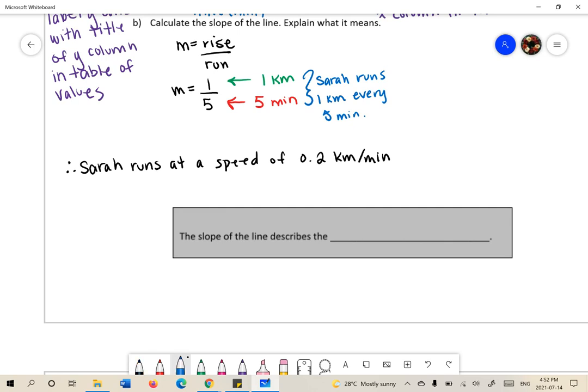So the slope actually describes the rate of change. Another way of displaying the slope information is in rate of change form, which is just slope in decimal form with units.